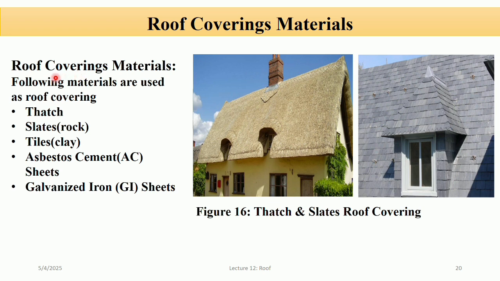So now let's discuss roof covering materials. The following materials are used as roof covering. The first one is thatch. So this is made from dry grasses, straw, palm leaves, or reeds. You can see in the figure, this is a thatch roof.